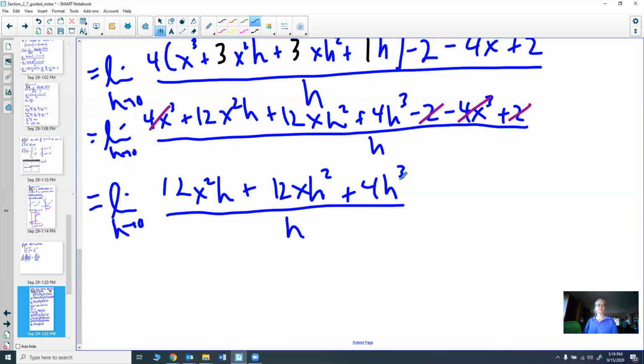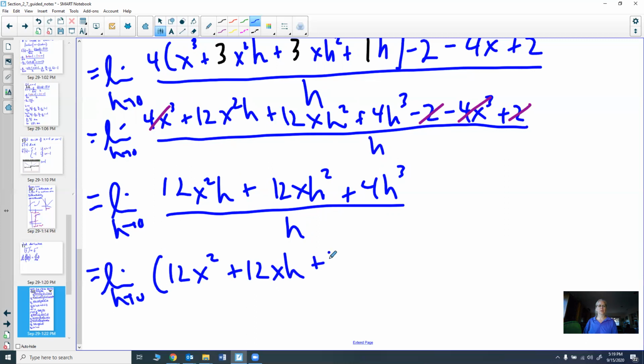Again, all these terms in the numerator have an h. We can pull the h's out and cancel the one in the bottom. We get the limit as h goes to 0 of 12x squared plus 12xh plus 4h squared. Again, letting h go to 0, 12x squared doesn't depend on h, so it's considered a constant in this limit. So it's just 12x squared.